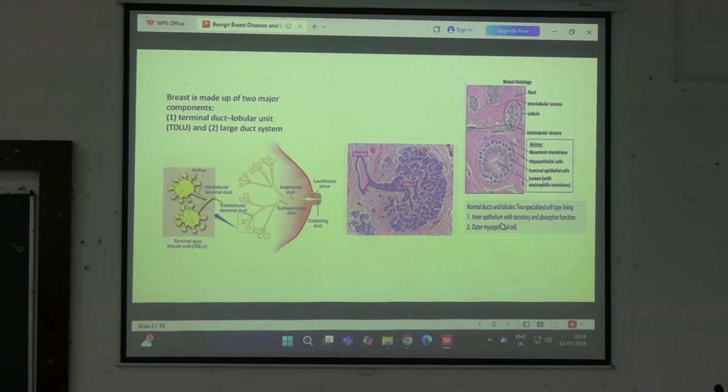So the breast has two parts. One is the epithelium, these are the lobules, or the TDLUs, and the stroma. The TDLUs consist of the acini and the ducts. The acini consist of two layers, the outer myoepithelial and the inner epithelial layer, and the outer intervening pink part is the stroma.